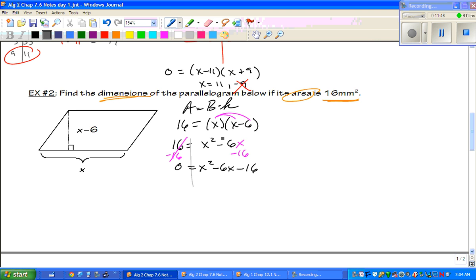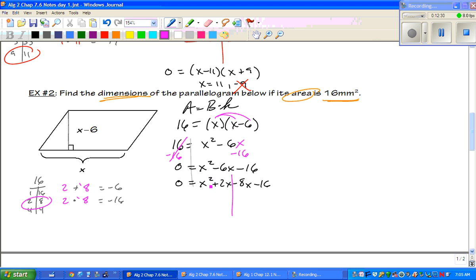Okay? So off to the side, you're looking for the factors of 16 that add up to get negative 6, but multiply to get negative 16. Well, that's 1 and 16, 2 and 8, 4 and 4. And it's going to be a negative 8. So 0 equals x squared plus 2x minus 8x minus 16.